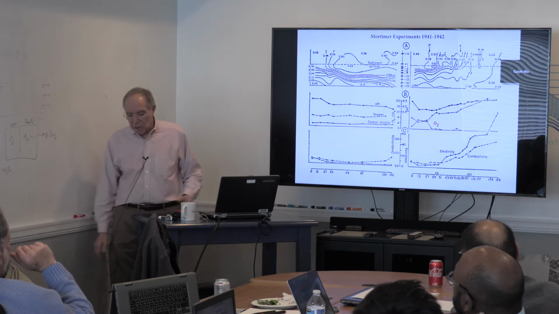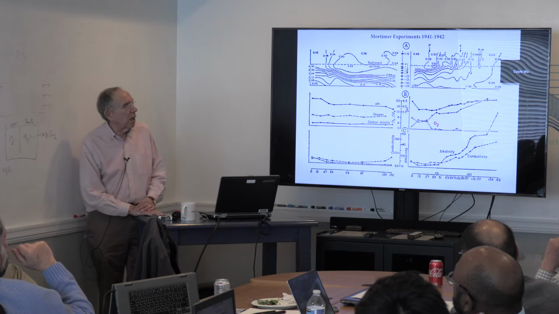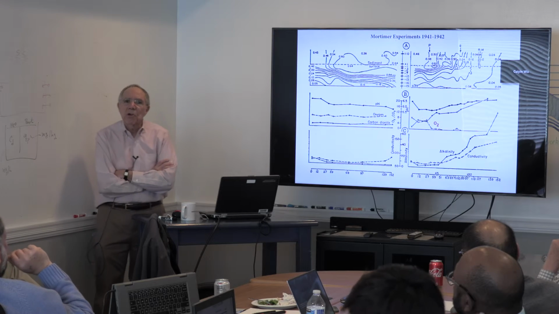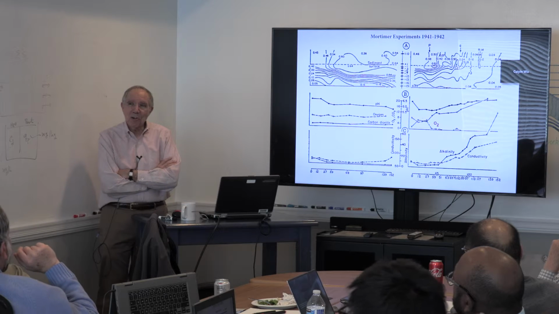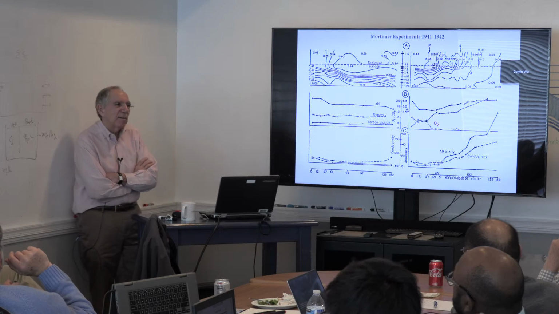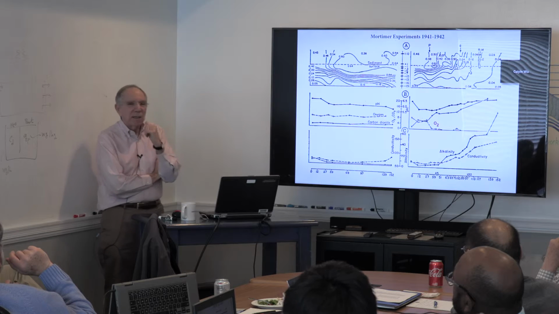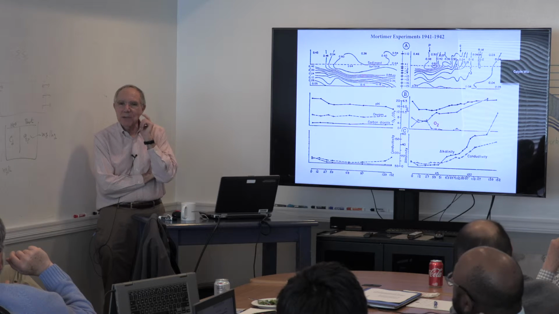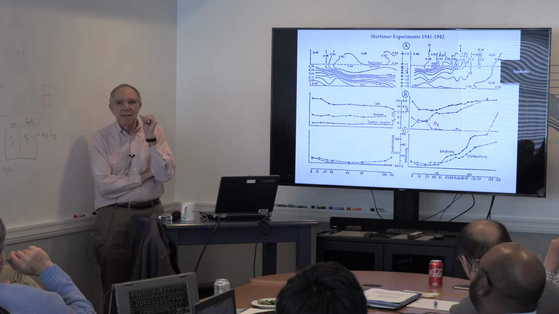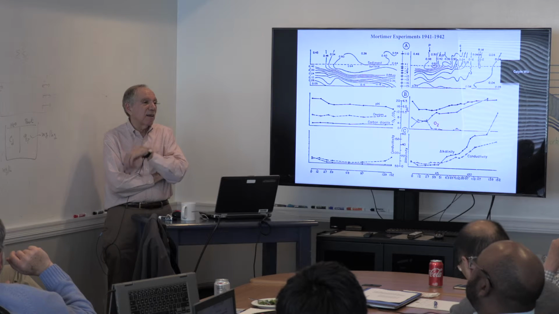So phosphorus flux. 1941, 1942, Clifford Mortimer. Remember the Battle of Britain? 1939, London gets flattened. Clifford Mortimer is sitting in Lake Windermere in an ecological research station doing a set of experiments on phosphorus, on fluxes out of aquaria.